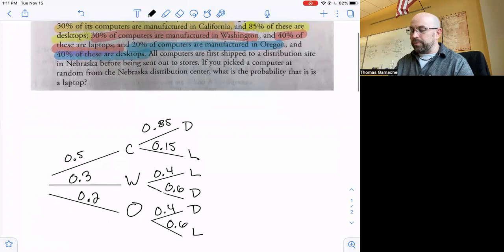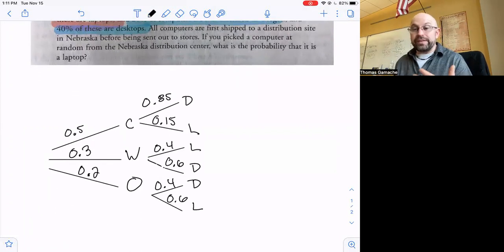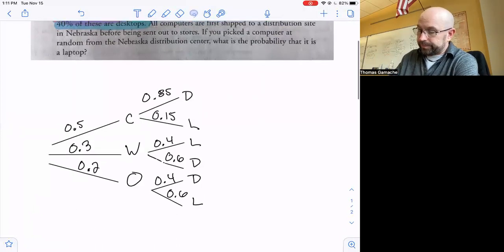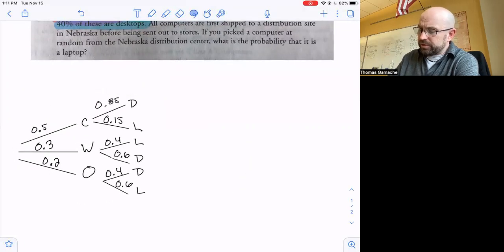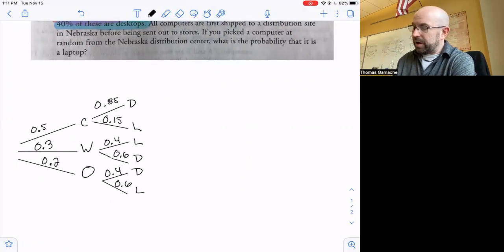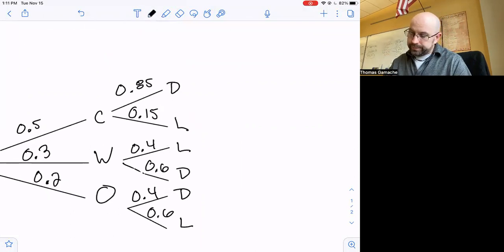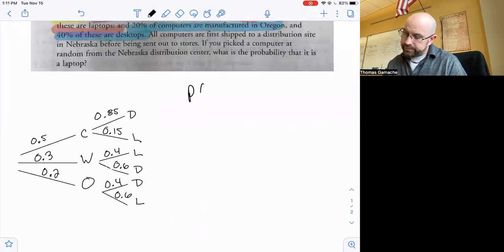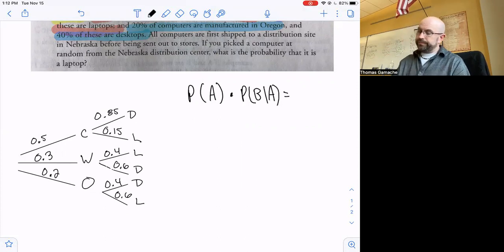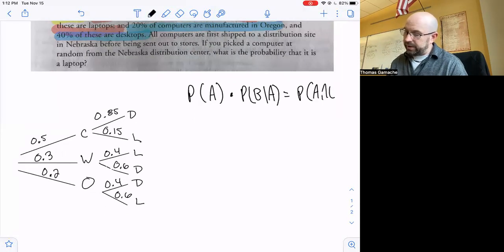Now what I'm going to do is multiply these out just so I have them. I might need them for my question, but it's always a good idea to get some practice with notation as well as some of these rules. I can use the multiplication rule: the probability of A times the probability of B given A gives me the probability of A and B.